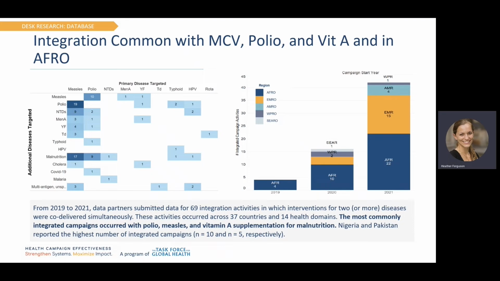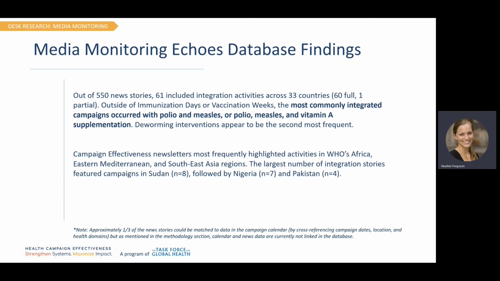The campaign data review revealed that integration is commonly occurring with measles-containing vaccines, polio, and vitamin A, and in AFRO. Nigeria and Pakistan reported the highest number of integrated campaigns during the time period reviewed. Our review of media monitoring revealed similar integration trends. Of the 550 stories, 61 included integration, with measles, polio, and vitamin A occurring the most frequently.